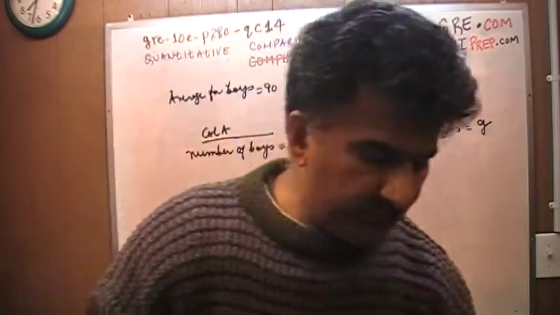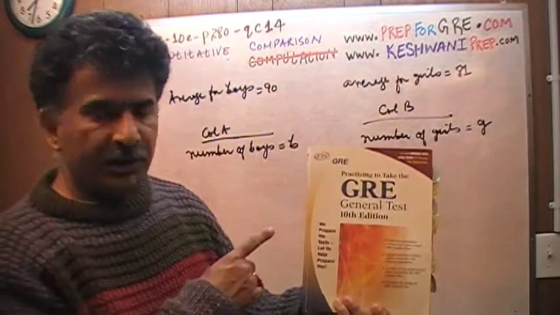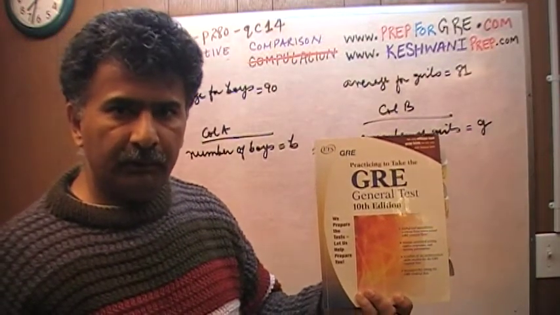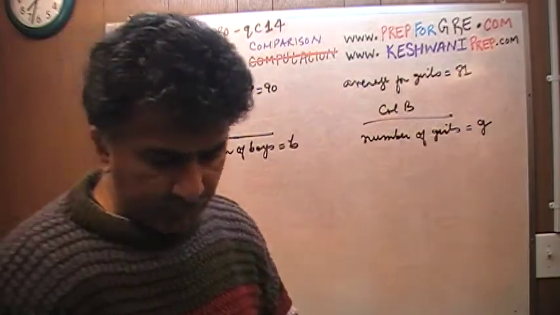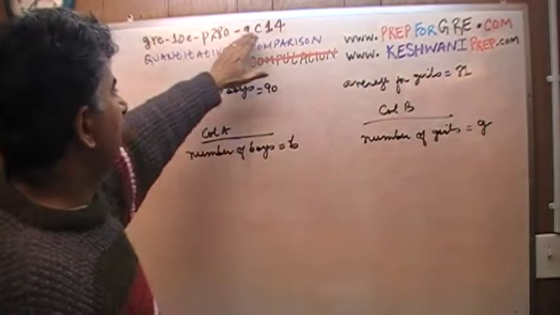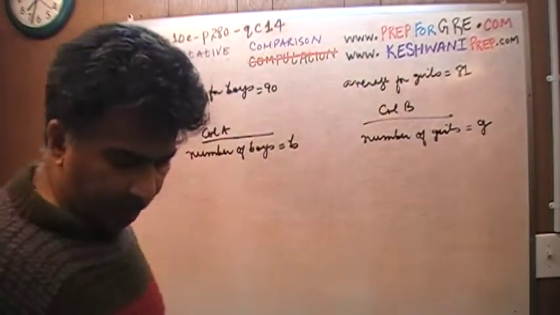I have been solving math problems for GRE out of this book here, practicing to take the GRE General Test, the 10th edition. If you do not own this book already, purchase one immediately. The problem that I'm about to solve is the one that you're going to find on page number 280, number 14, the penultimate one, the second to the last one. Let's take a look at it.